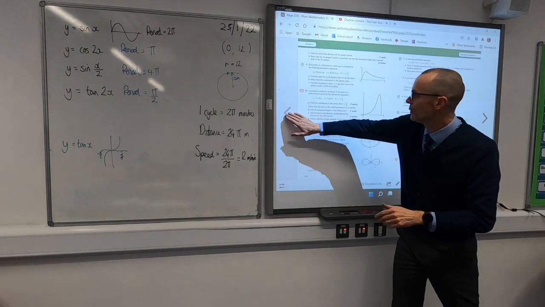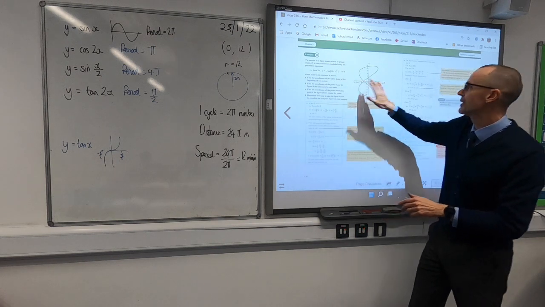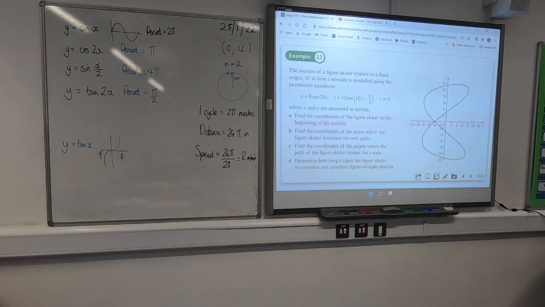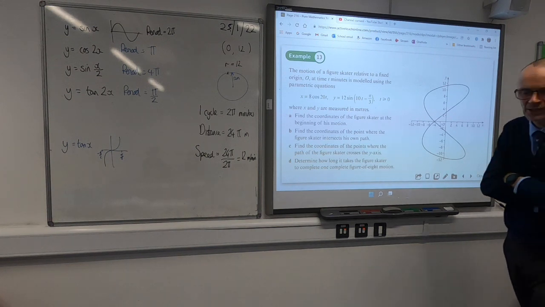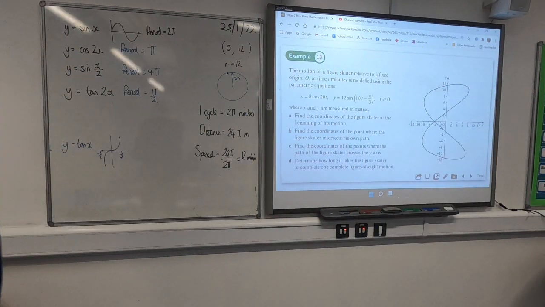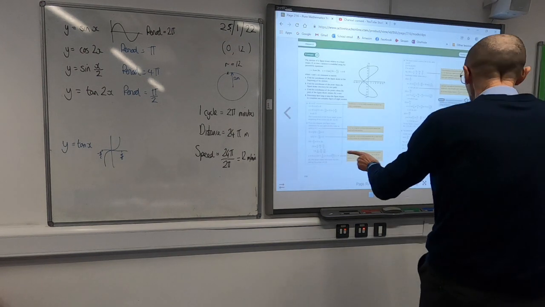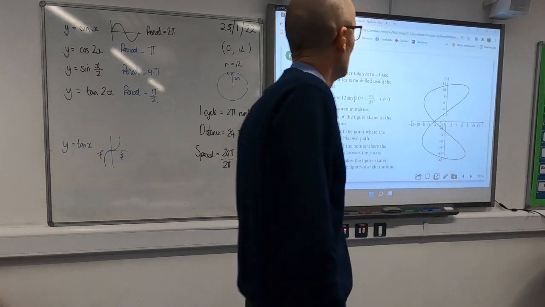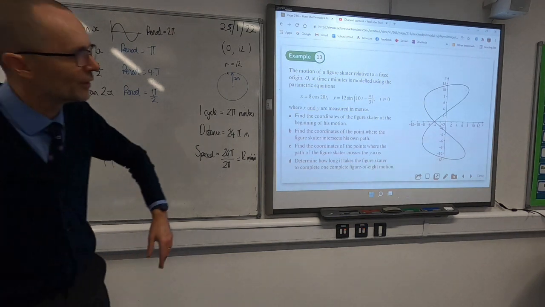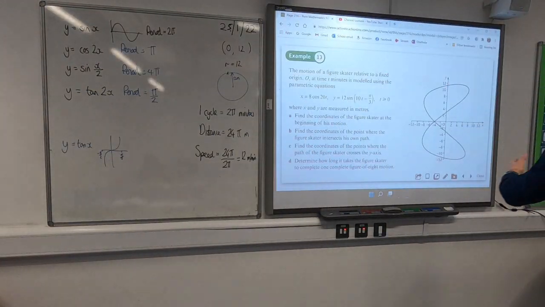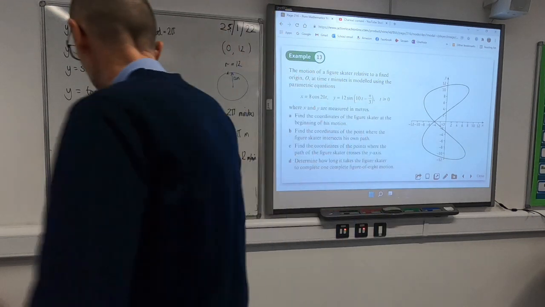So what about this question here? So this is on page 216. This is an example question. So here we've got the shape that a skater is making as they skate on the ice. So we're sort of looking down. They're making this rather beautiful figure of eight shape on the ice as they go around like this.